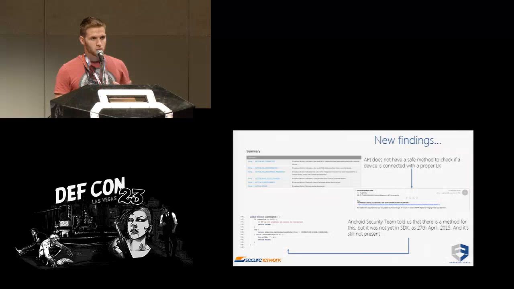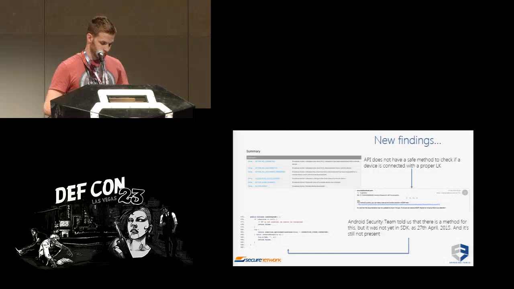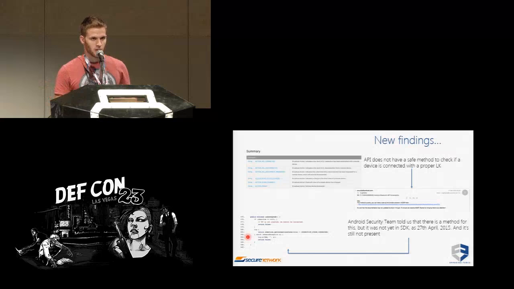It means that there is no method to check if the connection between a Bluetooth device and your Android smartphone is on an encrypted channel. So there is no way to check if the link key is correct or not. We told that to the Android security team, and they told us, wait, there is this feature in the source code of Android, check this link, and this is the method. But it's not present in the SDK yet. This was true in April, and it's true also now. So I think they will probably implement it in Android M or whatever, I don't know.